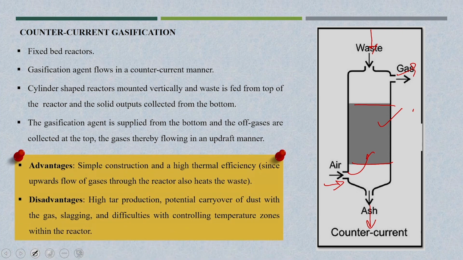So, what are the advantages of that? Simple construction and high thermal efficiency, since the upward flow of gases through the reactor also heats the waste. So, obviously the air is supplied upward, so obviously proper combustion could be possible here. Now, the disadvantages: high tar production, potential carryover of dust with the gas, slagging and difficulties with controlling the temperature zone within the reactor. So, these are a few disadvantages of the counter current gasification.